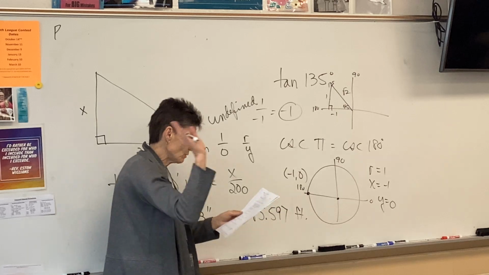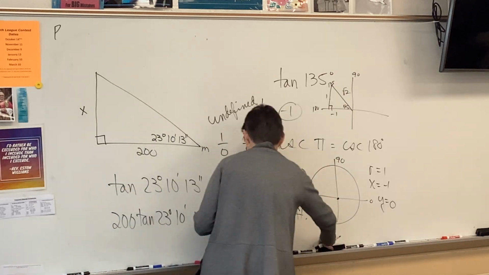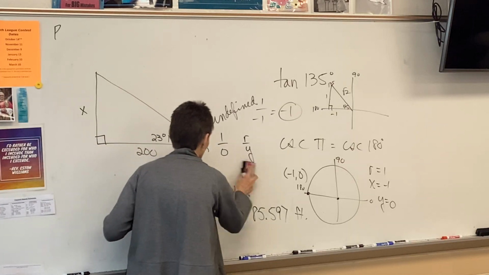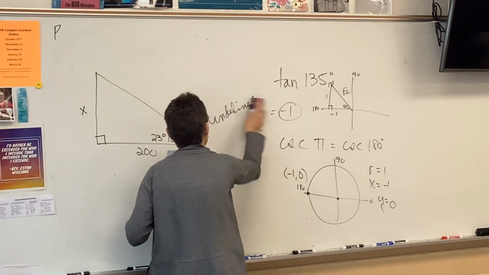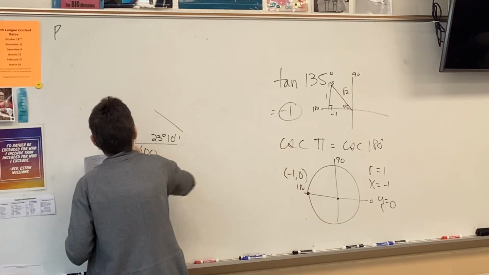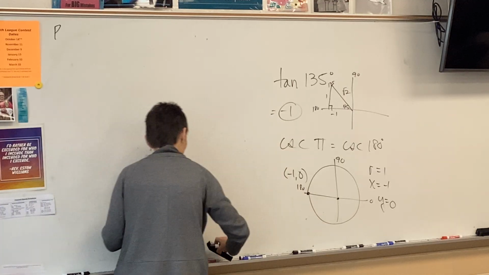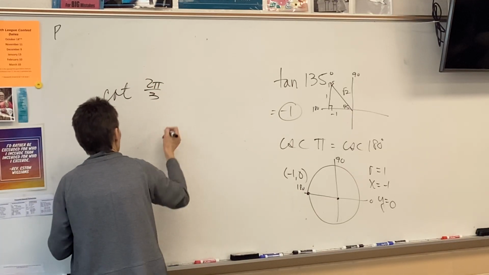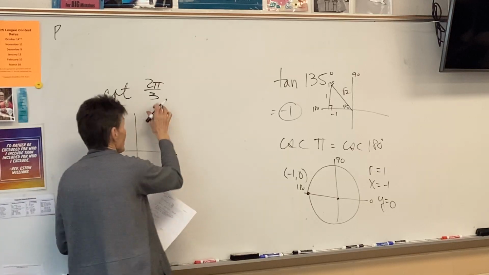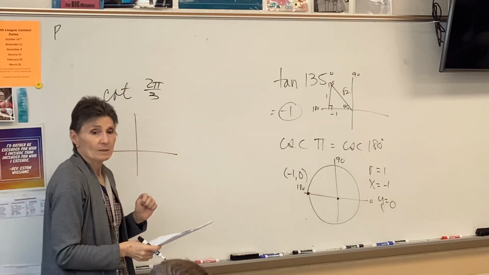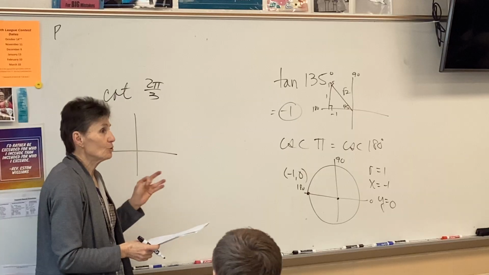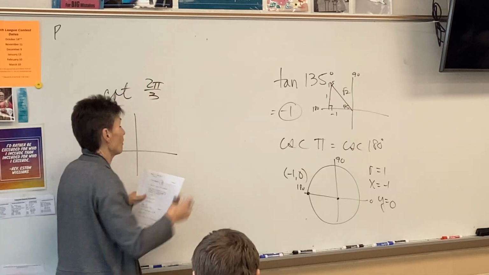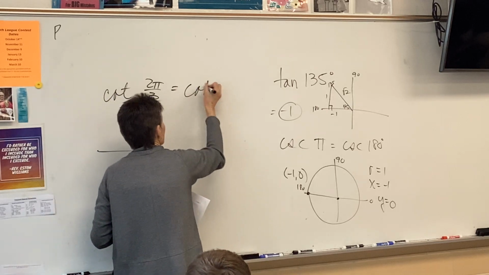All right, so that's review 1. Let's go down to review 2. Find the exact value of the cotangent of 2 pi over 3. Now, if you want, you can go ahead and change that into degrees. So it's 2/3 of 180, or 2 times 60, however you think about it. So it's the cotangent of 120.